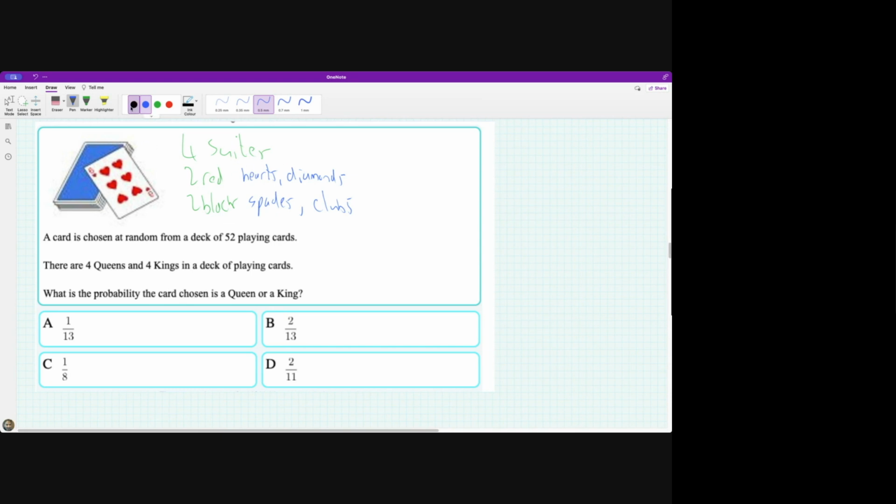Just in case you're unfamiliar, for playing cards we have 2, 3, 4, 5, 6, 7, 8, 9, 10, Jack, Queen, King. But we also have an ace at the beginning. So there are 13 types of cards, and there are 4 suits. So that's where they get the 52 playing cards.